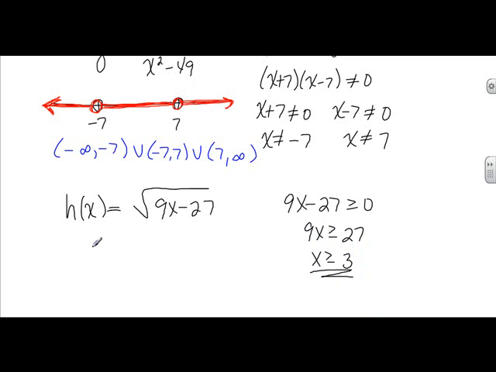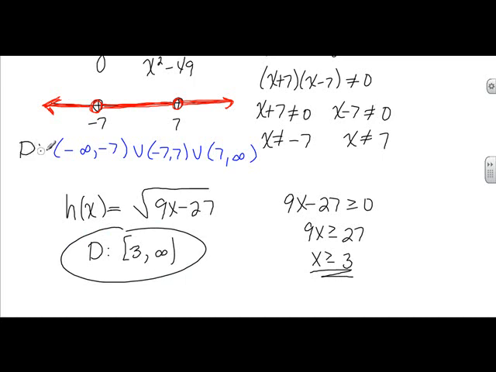This domain would be 3 to infinity. As long as x comes from one of those values, then you're going to have a non-negative value under the square root and have a real number value for h of x. So that's the domain here, and of course the domain of all real numbers in our first example.